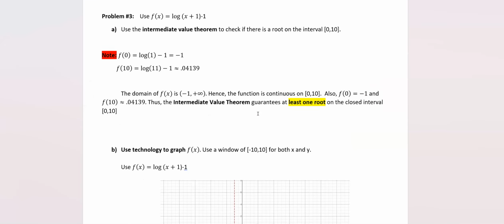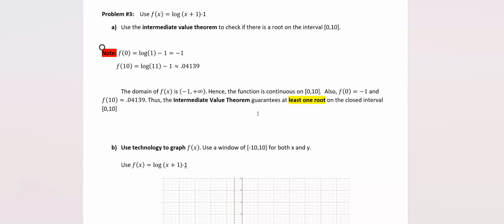So in all the problems as you're checking, you have to mention that at the minimum, the function happens to be continuous on the interval. Also, the change of sign, and then state the theorem that there's at least one root. Okay, for the next part, we're going to solve this algebraically.